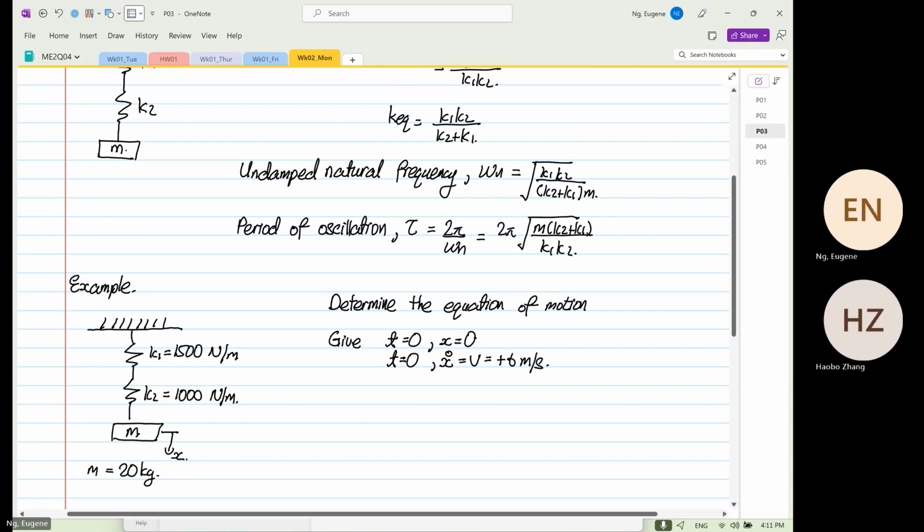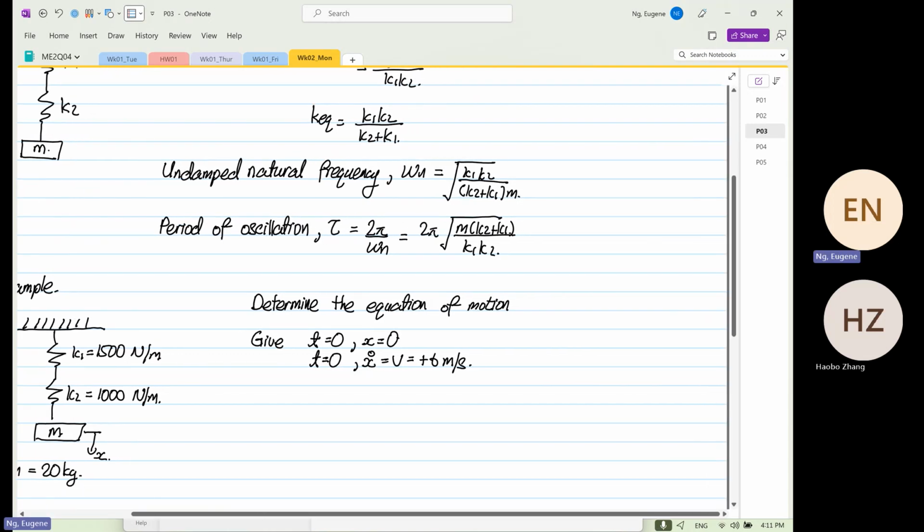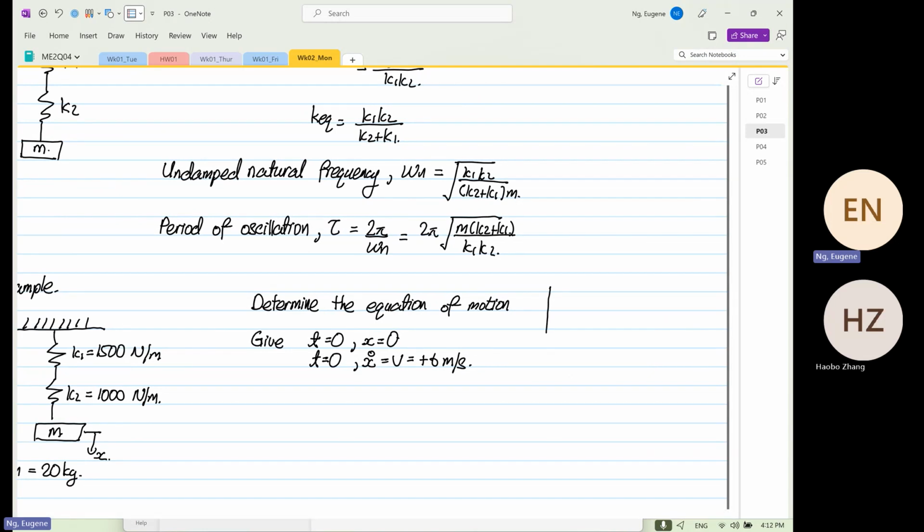So we are going to determine the equation of motion. What do you mean by equation of motion? The equation we're going to determine at the end of the day is able to give the signature of time and displacement.